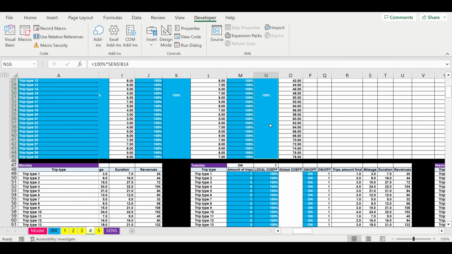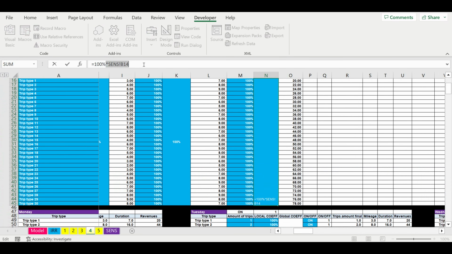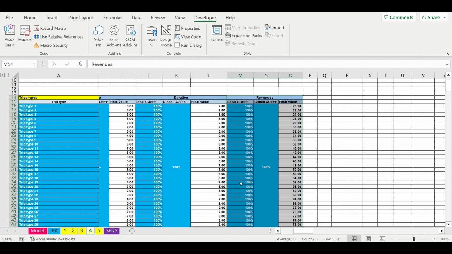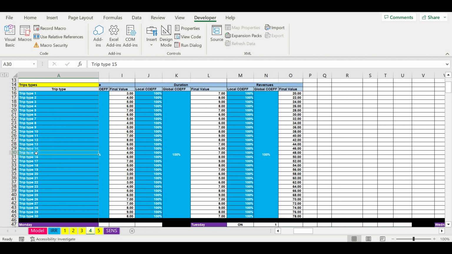Or what we can do, for example, we can detach this coefficient from global revenues for car number 4, and we can go specifically to these types of trips, and we can add this coefficient to the trips starting from trip type number 15 to trip type number 30. We can freeze this cell.